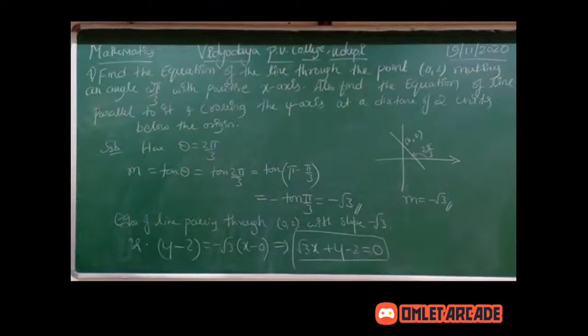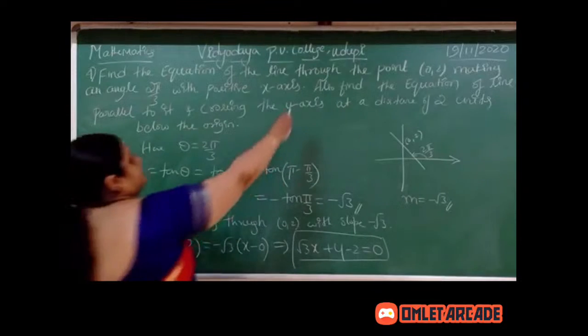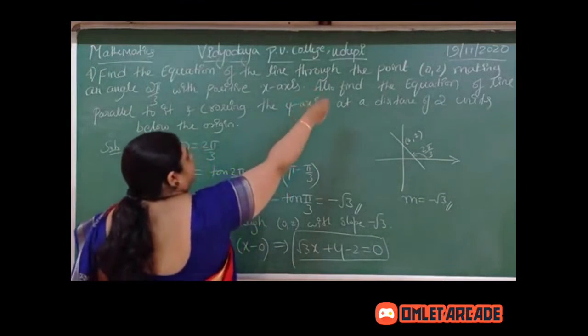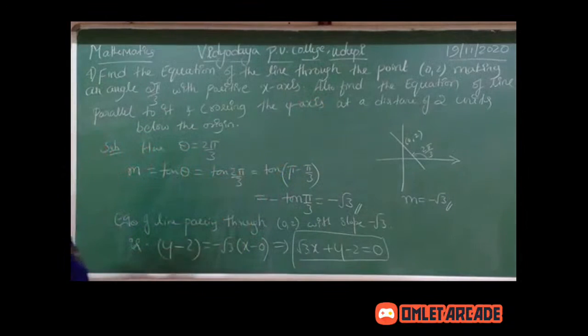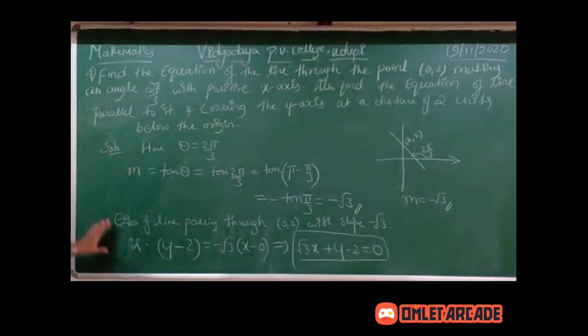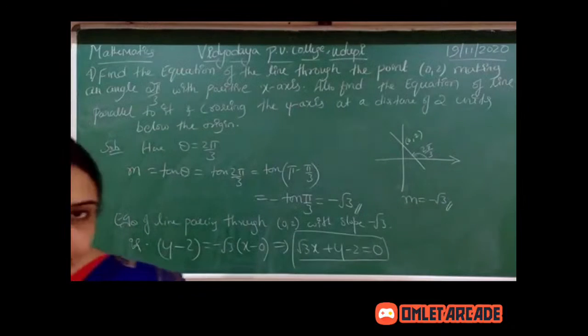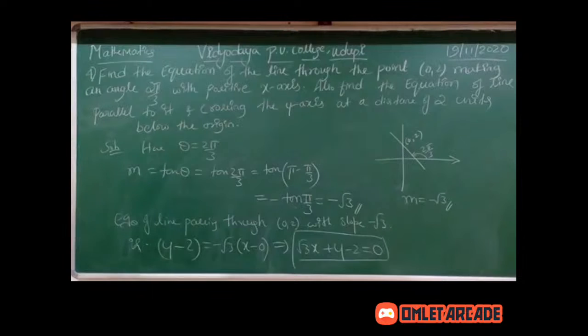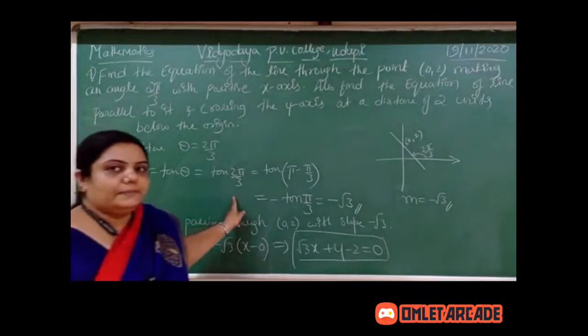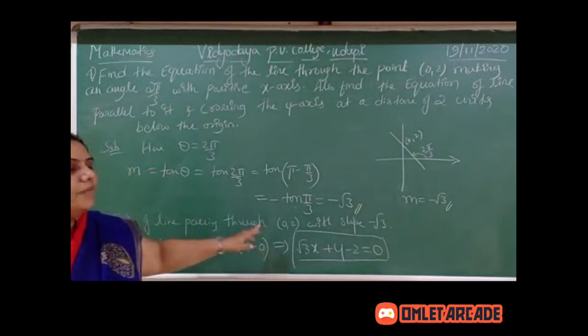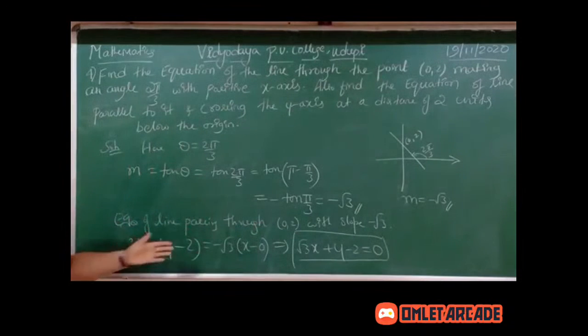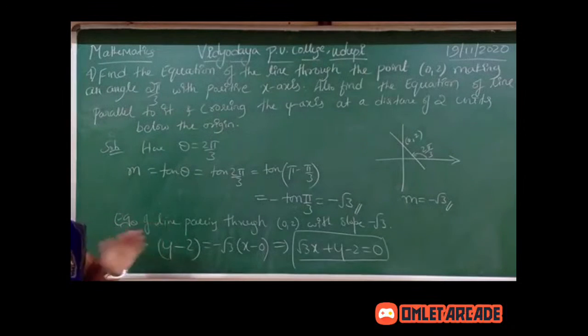The condition given in the first part is done, but still I need to find one more equation. So this is the equation for the first part. Next we'll see the second part. Okay. The first part is very simple. Inclination was given. You will find the slope, and once you get the slope and the point is also given, you will use the point slope form and you will find the equation. Now you should be very familiar with all various types of equations.